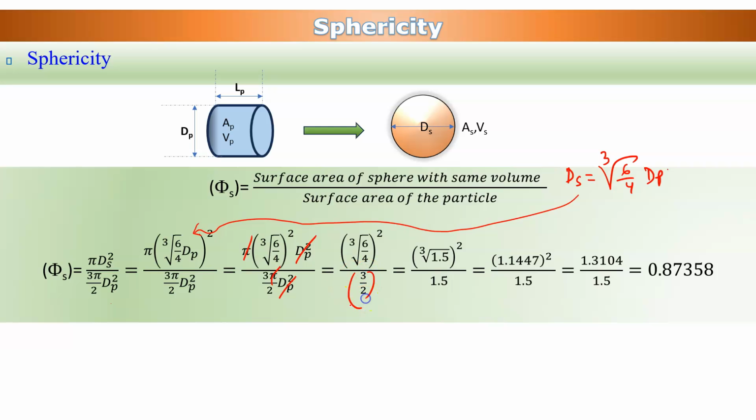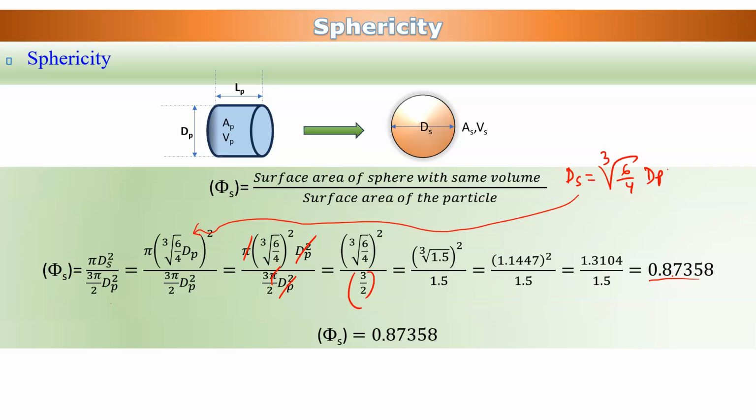In the numerator we have the cube root of 6 by 4, squared. That is, 1.5 to the power one third, whole square. Now if we simplify, we get that the sphericity of the short cylinder is 0.87358. So phi s, the sphericity of the short cylinder, is 0.87358. That's it. Thank you.